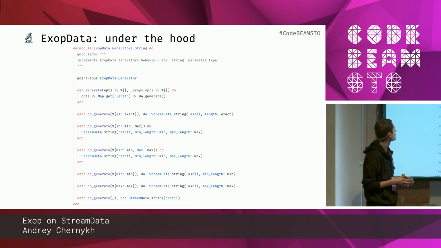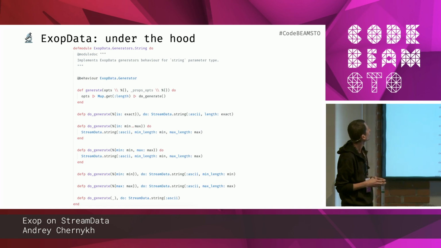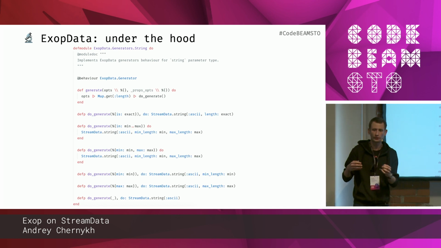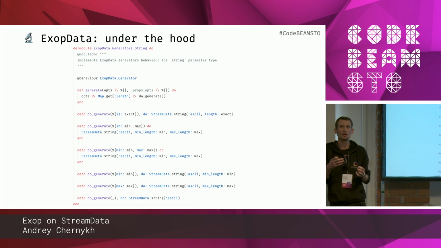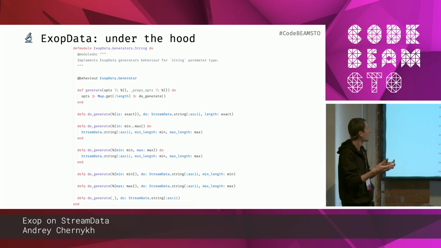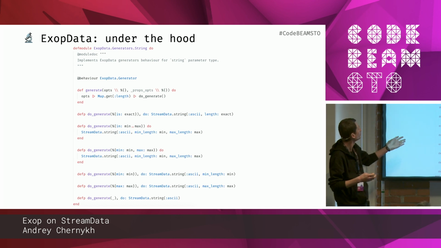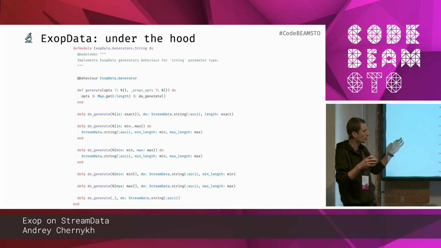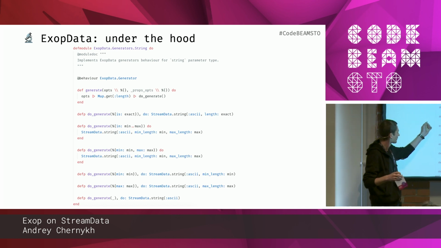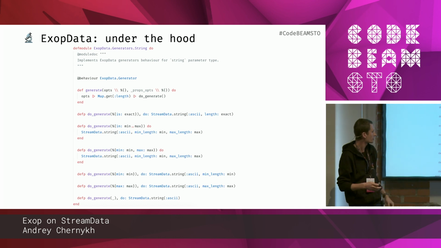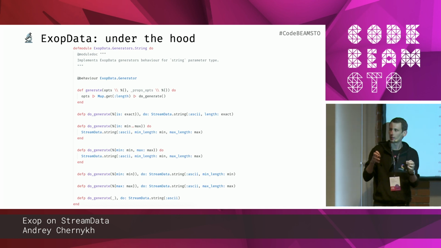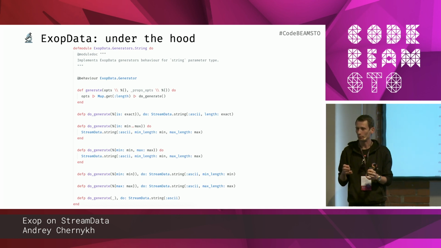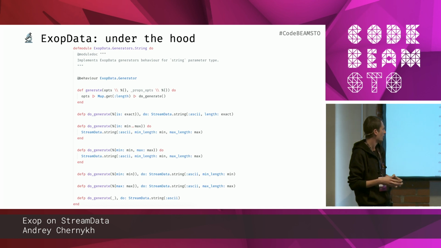This is an example of one implementation. So for every data type supported by ExopData, we have implemented those generators, for example, string. And we try to map our checks or validations options like is, in, minimum, maximum, etc. to StreamData string generator options, if it is possible.